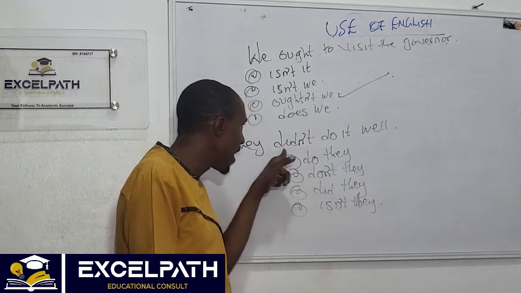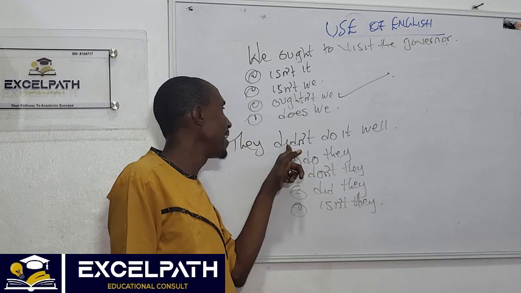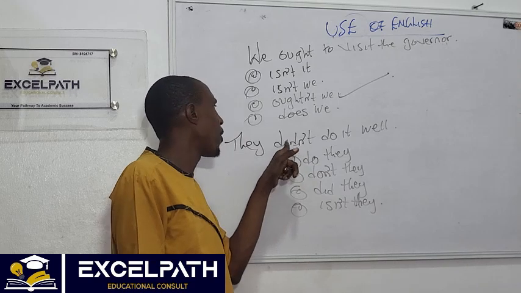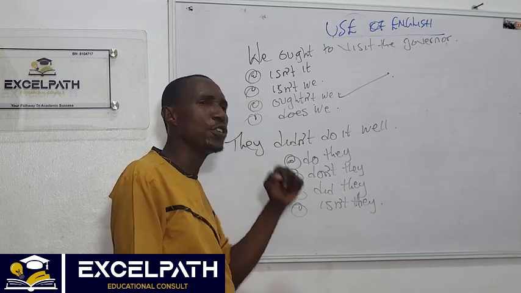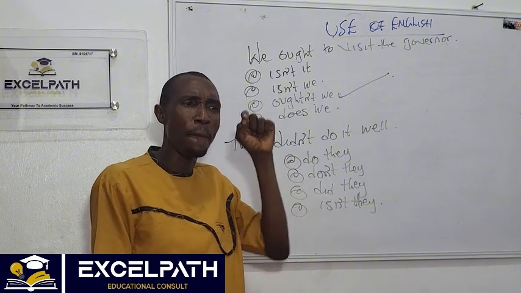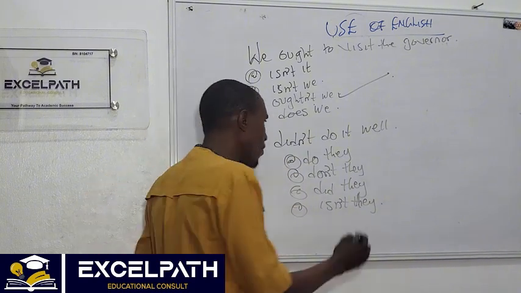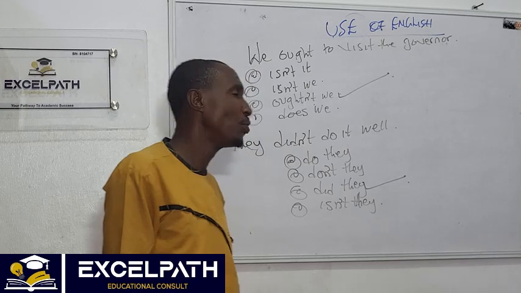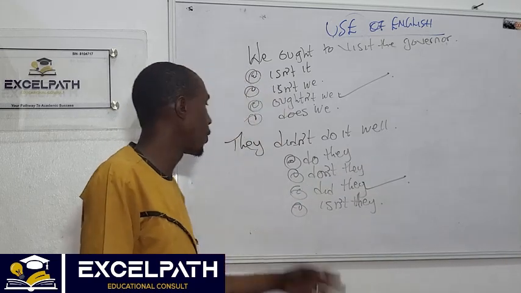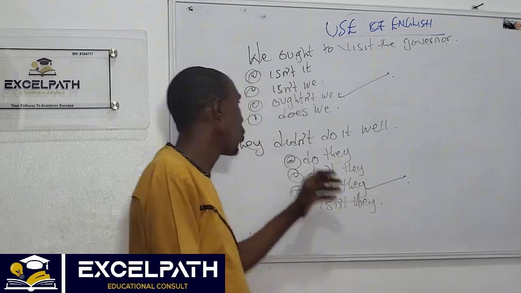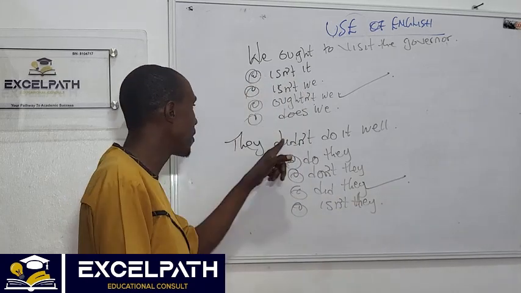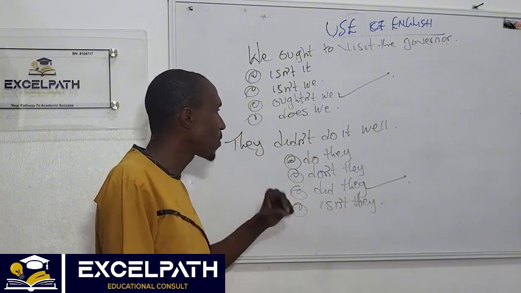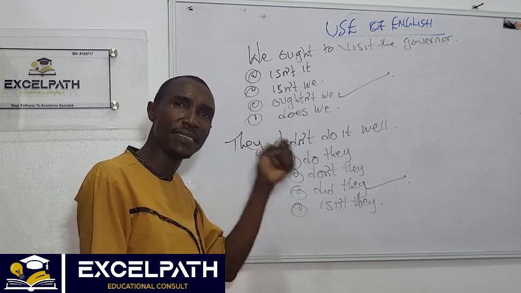The auxiliary verb here is didn't, and it's in past tense. Is in what? Past tense. So for the fact that it's in past tense, your answer too must be in past tense. So the correct answer is what? Did they? You don't change it to what? Do they? Or don't they? Or isn't they? You cannot change it. It still remains the past tense. Since the question is past tense, your answer too must be in past tense.